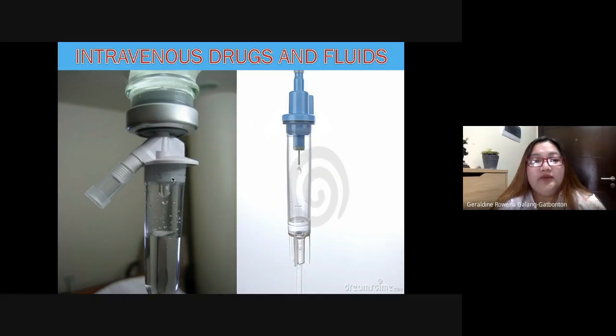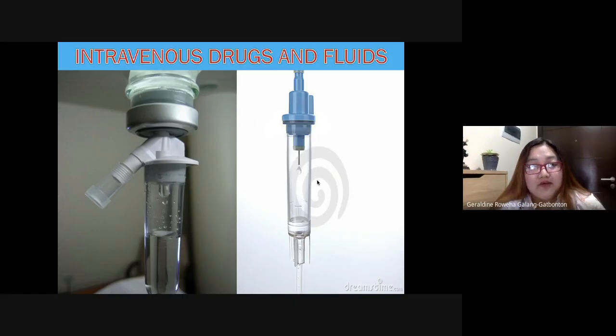Ano ang drop factor ng macro? Whether 15, 20, 25, or others, anong unit of measurement? Drops per ml. Ito naman, anong drop factor? It's always 60 drops per ml. Ibig sabihin, let's say for example, ito ay 15 drops per ml. Ibig sabihin ng drop factor, yung 15 na patak, 1, 2, 3 hanggang 15 na patak, yung 15 patak, 1 ml yun.